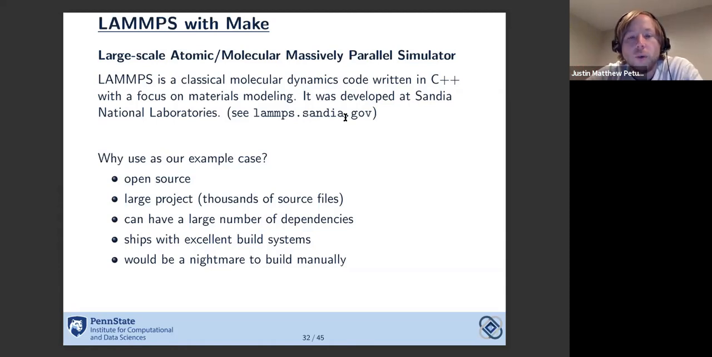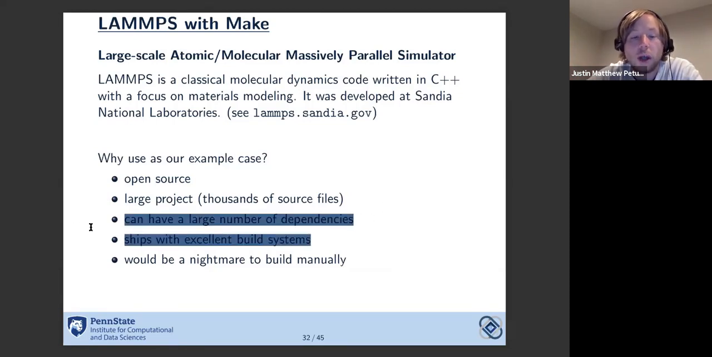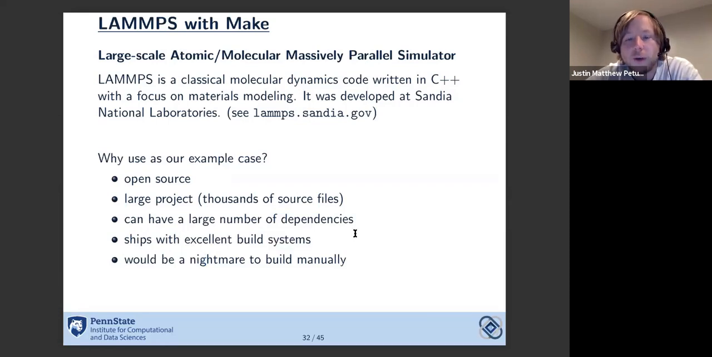And then I also wanted something that was obviously open source because we want to compile it from source. And I wanted a large project, so this is thousands of source files in terms of size, and it can have many different dependencies. It also ships with good documentation and an excellent build system. And we're going to take advantage of the make build system. And as you unpack these source files, you'll see that building this by hand would be a little bit of a nightmare.